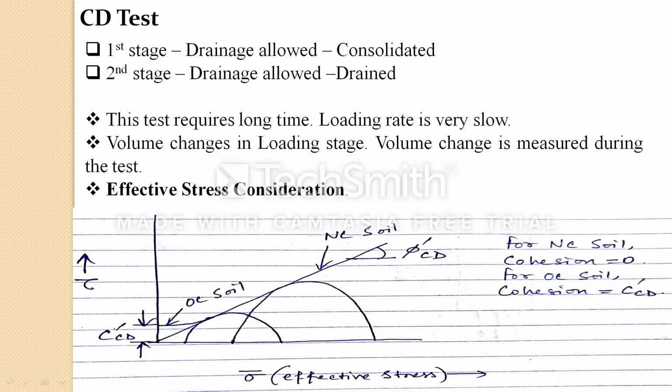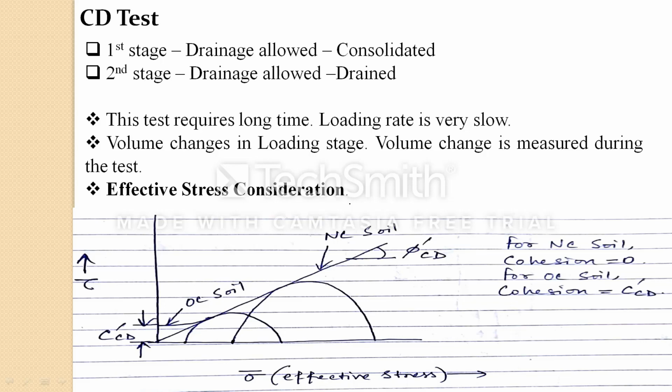The test is consolidated drained, and C dash means this is the effective cohesion, the effective shear strength parameters. So you can say C dash CD and phi dash CD, as the consideration should be of effective stress. Clear? Again, I am repeatedly telling you that for NC type of soil, for normally consolidated soil, the C value should be equal to 0. That means the failure envelope should pass through the origin. For over consolidated soil, there will be some value of cohesion, which should be equal to C dash CD. I think it is clear.